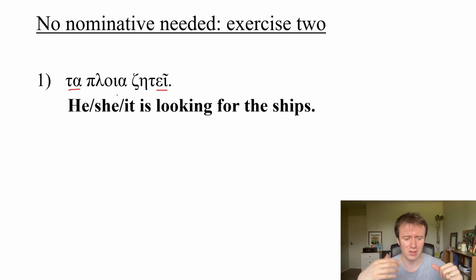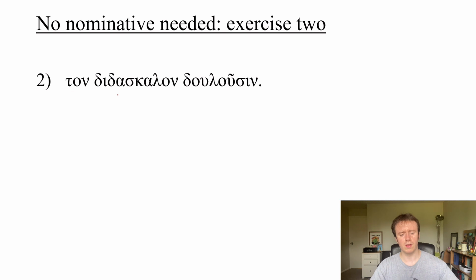when we try to translate it as nominative, we realise that it can't be in this particular instance, okay? Although it could in principle, it can't be here because it wouldn't make any sense to say the ships are looking for or the ships are seeking. But it does make sense to say he, she, or it is looking for the ships. So the ships were in the accusative plural. Let's do number 2. Ton didaskalon doulousin. Doulo'o is the verb to enslave.